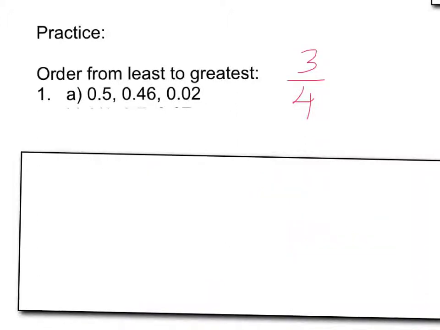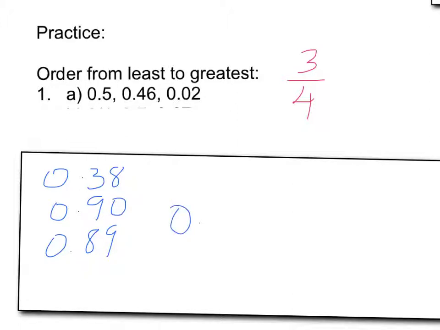All right, lastly, 0.38, 0.9, and 0.89. Again, I'm going to make that into equivalent decimals, so it's easy to compare. I can now easily compare: 0.38 is smallest, 0.89 is next, and 0.9 is largest.